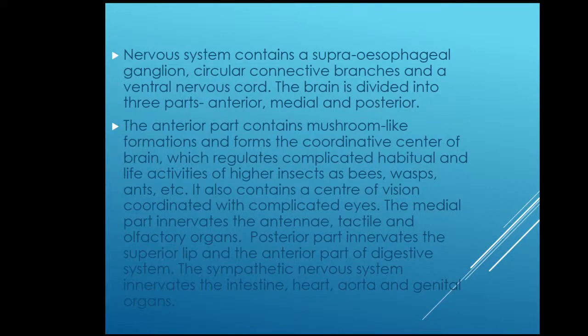The nervous system of Insecta contains a supraesophageal ganglion, circumesophageal connectives, and a ventral nerve cord. The brain of Insecta is divided into three parts: anterior, medial, and posterior. The anterior part contains mushroom-like formations and forms the coordinative center of the brain, which regulates complicated habitual and life activities of higher insects such as bees, wasps, ants, and others.